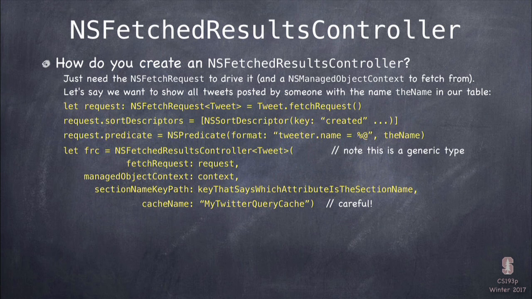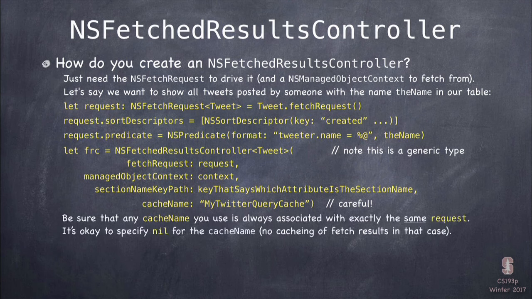By the way, notice NSFetchedResultsController is also a generic type. An NSFetchedResultsController can only control fetches for a certain type. So you have to say what type of entity your fetched results controller is controlling. And this is the same type of thing that is in the rows of your table.